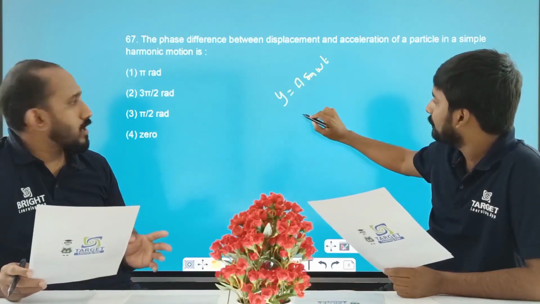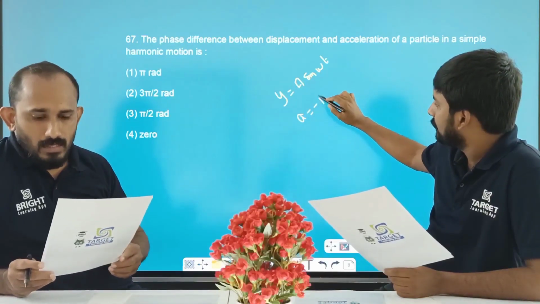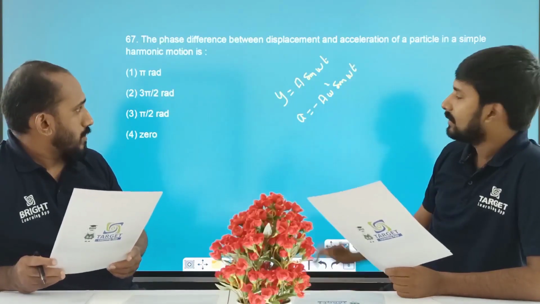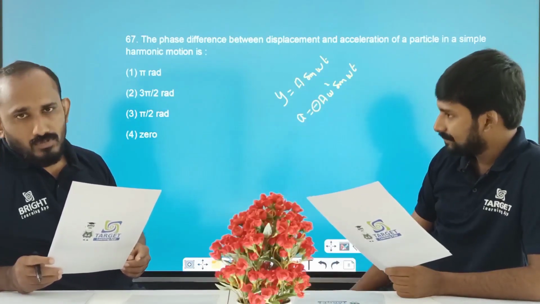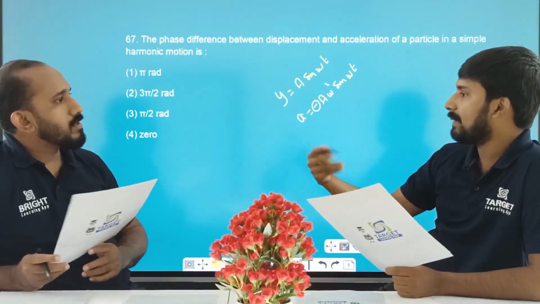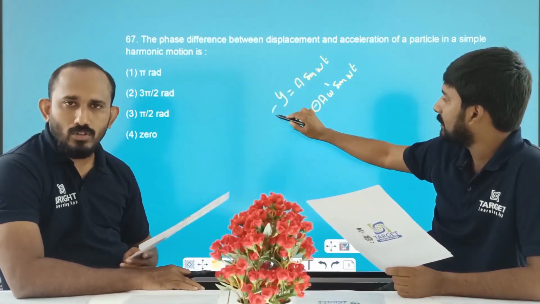Because displacement is y equal to a sin omega t, and acceleration a is equal to minus a omega square sin omega t. So there is a negative sign. One is positive maximum, then the other will be negative maximum. So there should be a pi phase difference between y and acceleration, that is the question.